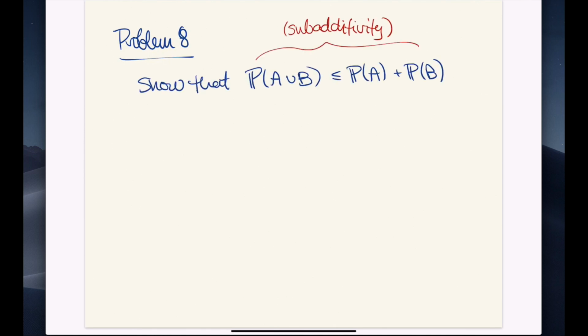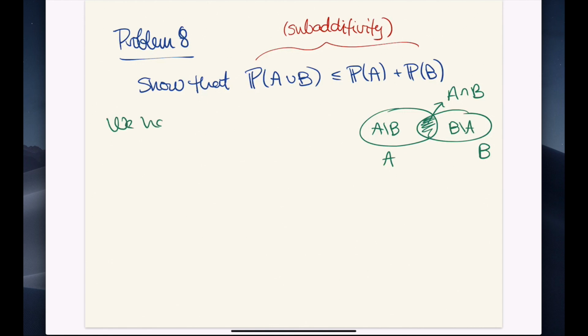In this exercise, we show that the probability of a union of 2 sets is less than or equal to the sum of the probabilities of those 2 sets. This is called the subadditivity property of a probability measure. The idea is to split the union of A and B into three separate pieces: the intersection of the two sets, the part that's in A but not B, and the part that's in B but not A. By additivity, the probabilities associated with those three sets have to add up to the probability of A union B.